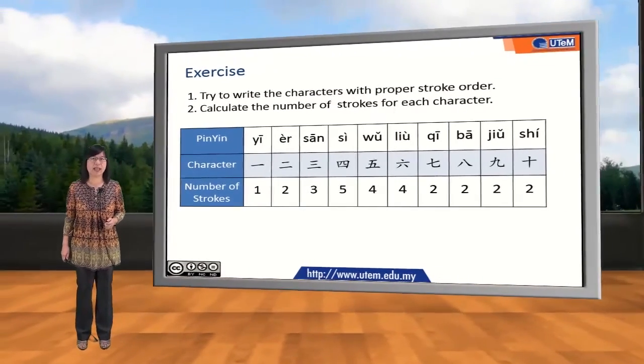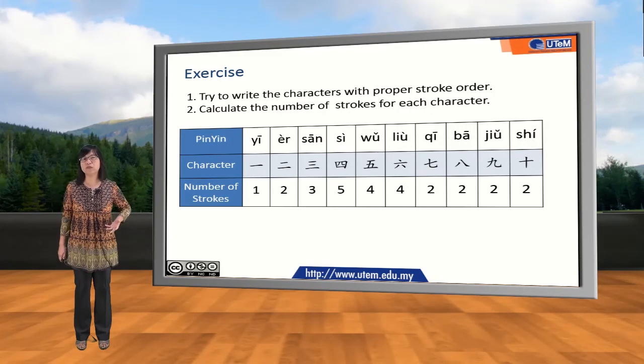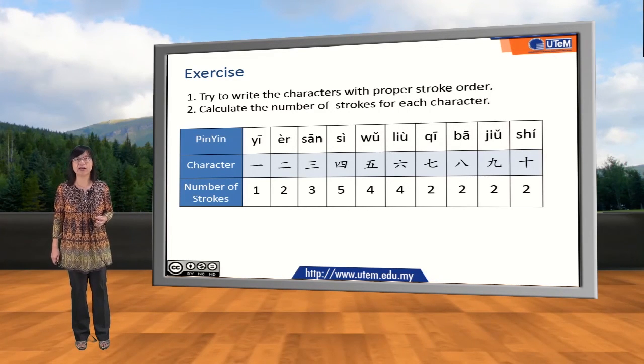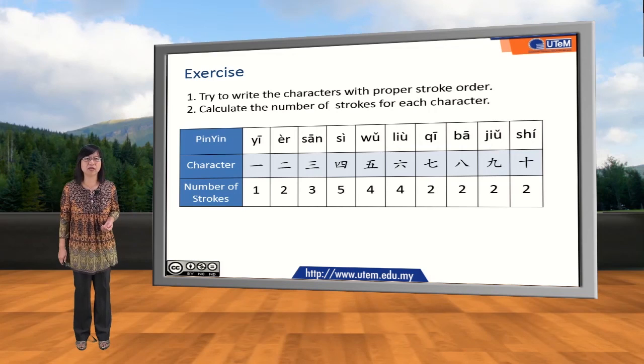Numbers 1 to 10 in Chinese characters are easy to write, useful, and exactly the same for both traditional and simplified writing systems. Please try to write the characters with proper stroke order and calculate the number of strokes for each character.